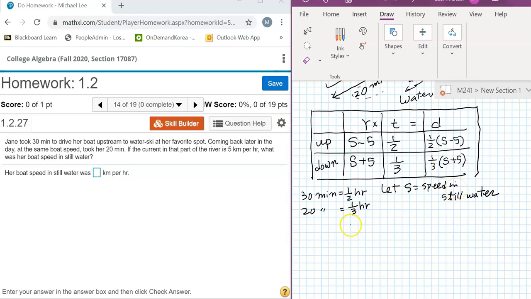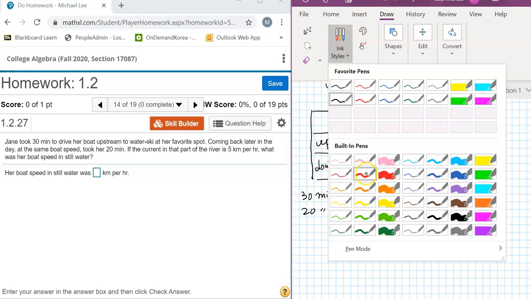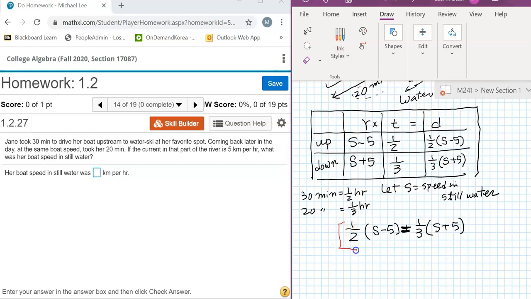So your job is solving 1/2 (S minus 5) equals 1/3 (S plus 5). Okay. Now, how do you solve it? You multiply both sides by the common denominator. What is the common denominator? 2 and 3. You multiply by 6. Okay, you finish.